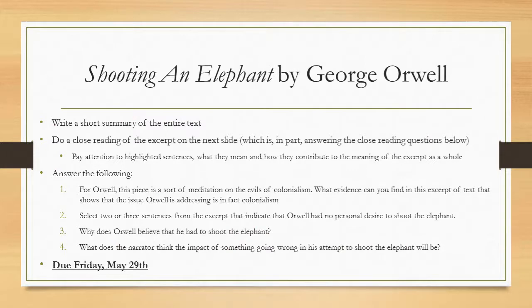After reading the whole essay, write a short summary. Then, do a close reading of the excerpt you saw on the previous slide and make sure to follow the 6-step process I told you about. Lastly, to help us give you feedback on how well you've done on close reading the passage, please answer these 4 questions in 2 to 3 sentences. Your answers to these questions are due next Friday, May 29th. And that's it for this week's lesson.